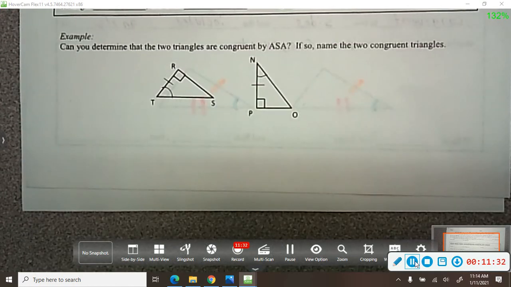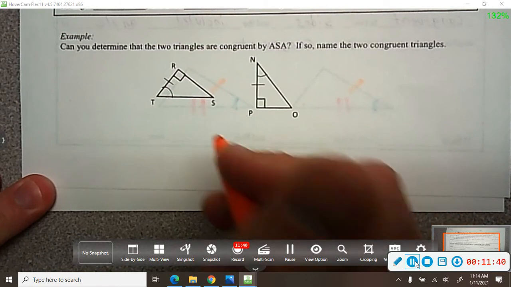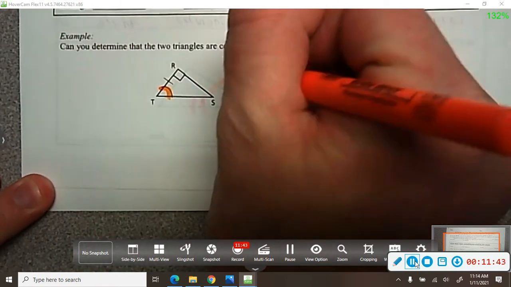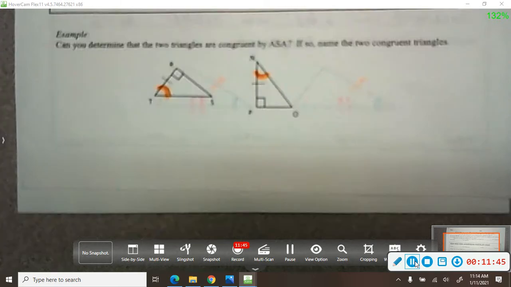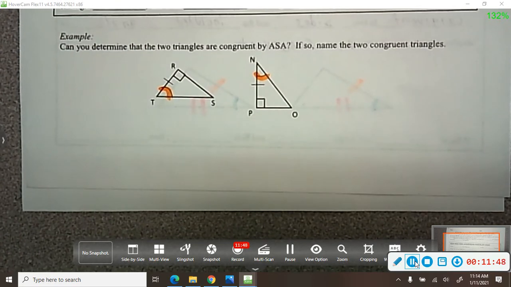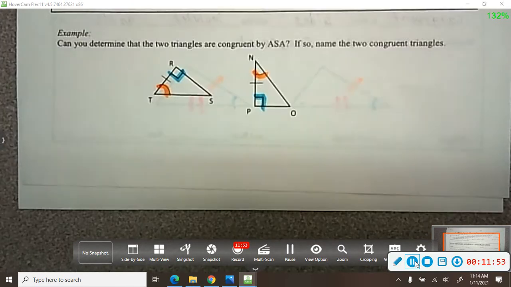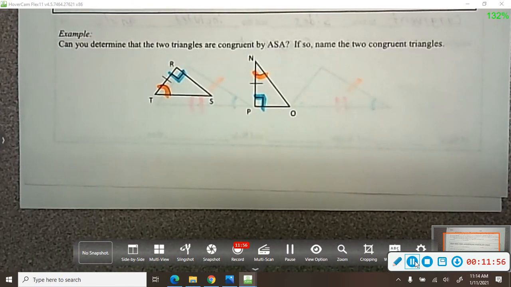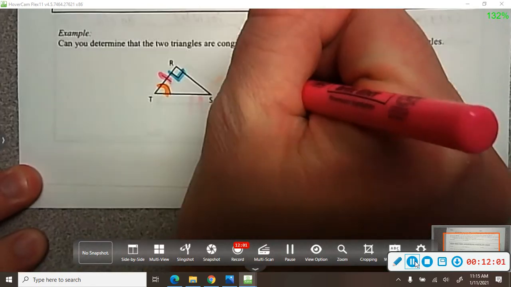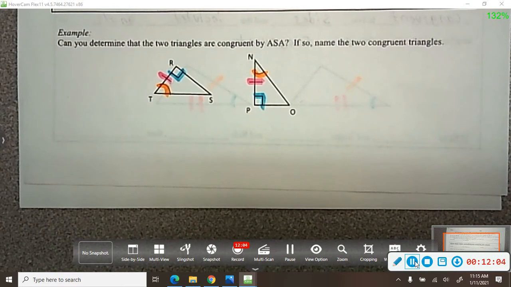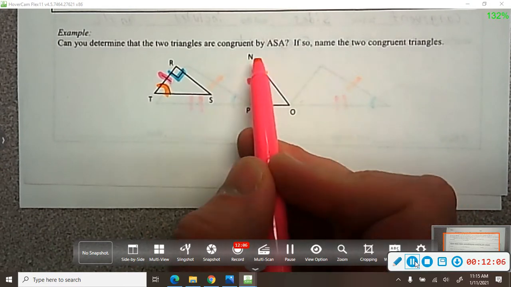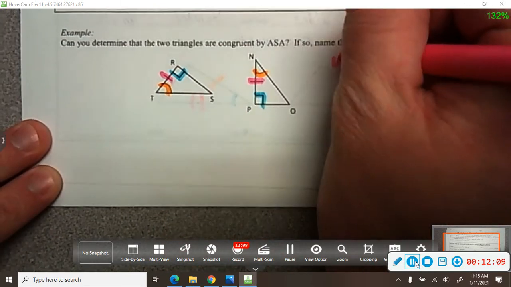So an example, can you determine that the two triangles are congruent by ASA? So let's look. We know that this angle equals this angle. So there's one of our angles. And then they also say that this angle is 90 and that angle is 90, so that'd be another angle. And we could use ASA if the side is in between those two angles, and it is. Because the side is between those two angles, we call that an included side, so we could use ASA. So the answer would be yes.